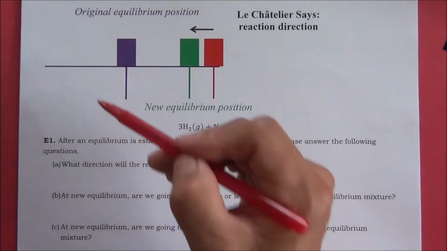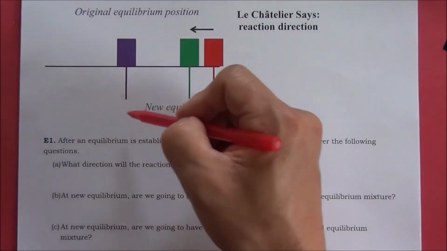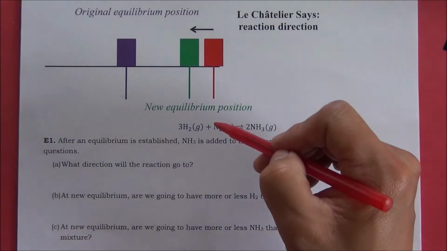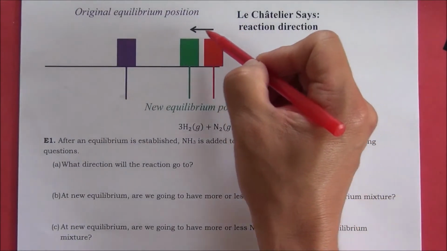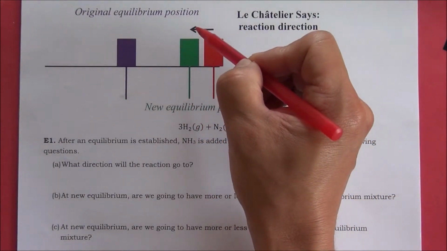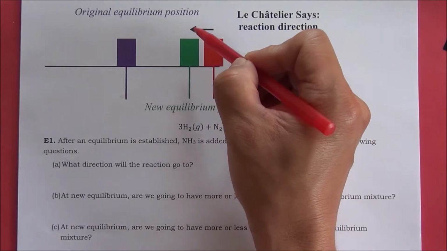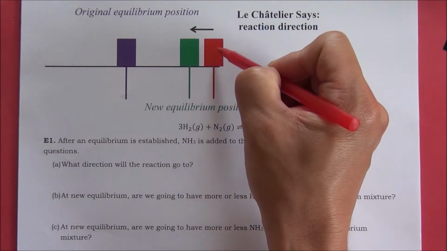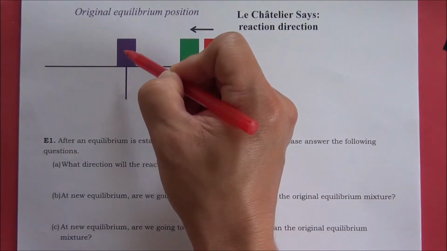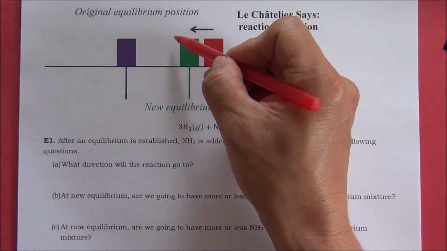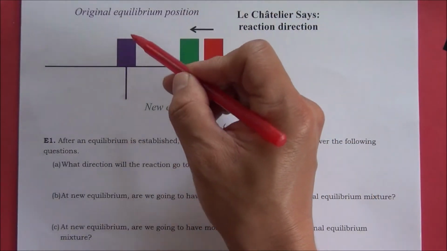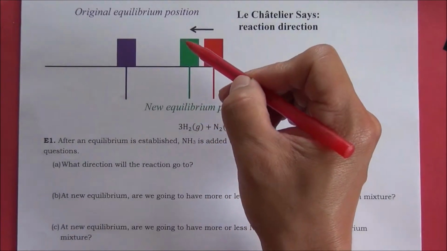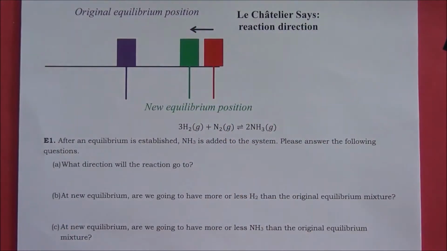This is an old equilibrium mixture. This shows the concentration of ammonia. When we add ammonia to the system, the reaction will try to go to the left. But when the reaction goes to the left, it doesn't cancel the increase of the concentration compared to the old equilibrium mixture. Therefore, when we compare the new equilibrium concentration of ammonia to the original equilibrium mixture, we still have more ammonia in the new equilibrium mixture.